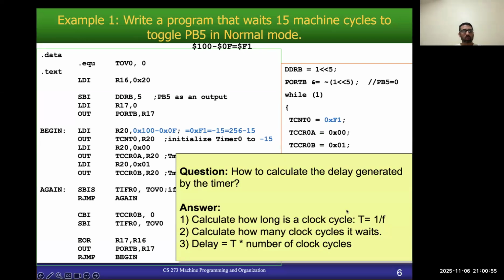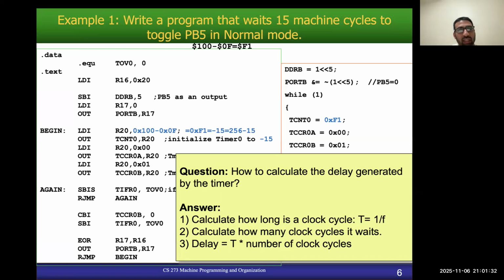Okay, so here is a question. How can we now calculate the delay generated by the timer? Remember last time, in the previous question, we talked about how I want to generate a delay of, let's say, 15 machine cycles, and what initial value I should place in the register. Now we are asking the reverse question. You have a value with which the register is initialized, and then you run the program, and based on that initial value, you find out what the duration of the delay will be.